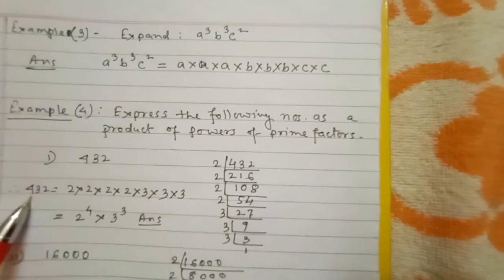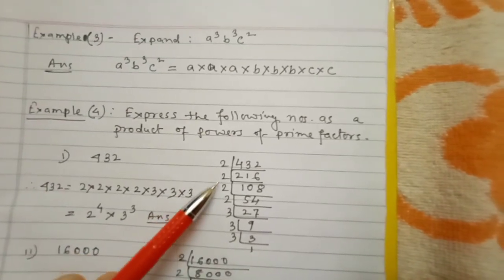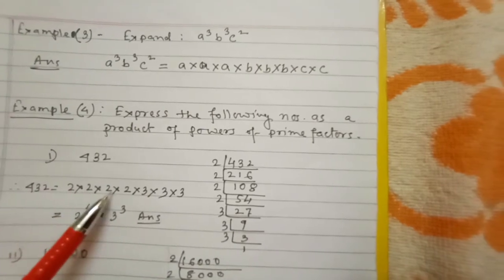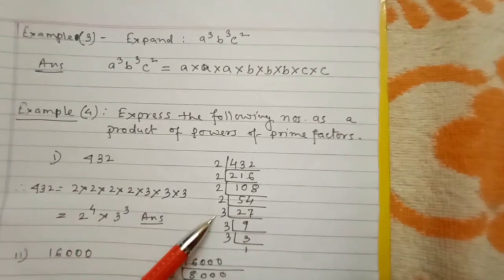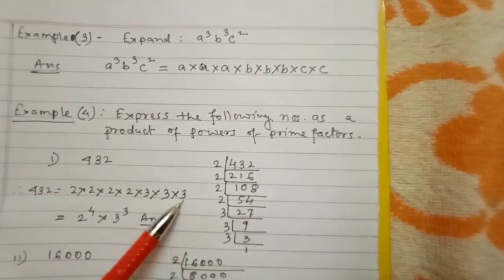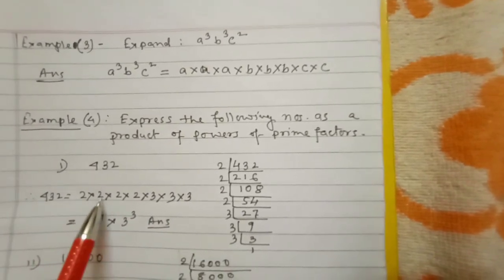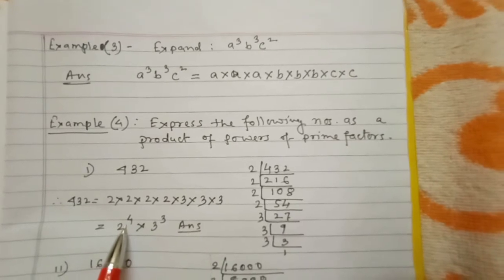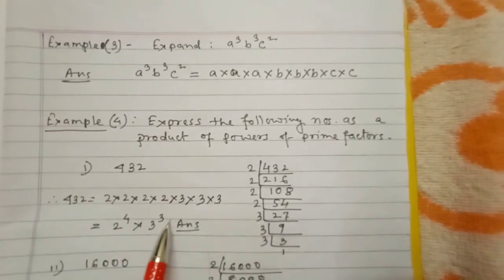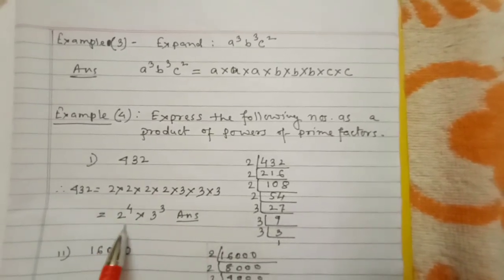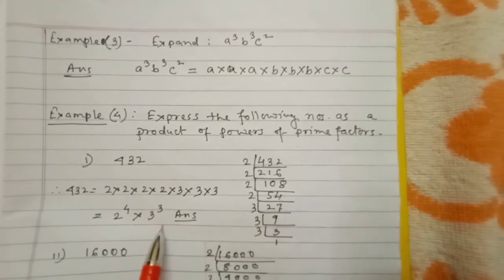Now 432 is equal to how many 2s are there? 1, 2, 3, 4. Then 3s: 1, 2, 3. Now what is the number? 2 to the power 4, and 3 to the power 3. This is our exponential form.